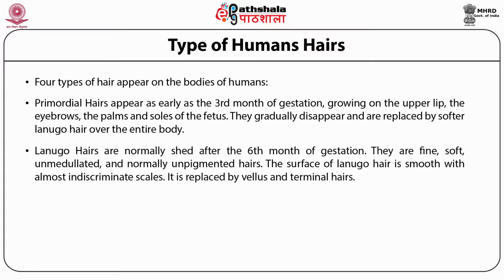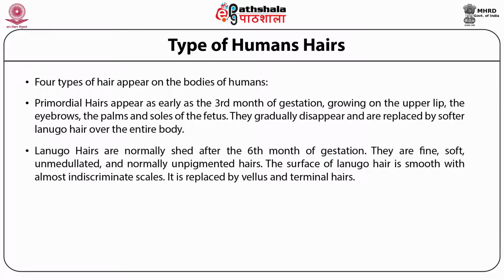Lanugo hairs are normally shed after the 6th month of gestation. They are fine, soft, unmedullated, and normally unpigmented hairs. The surface of lanugo hair is smooth with almost indiscernible scales. It is replaced by the vellus and terminal hairs. Lanugo hair is often observed on an aborted fetus, and these can be useful in investigation of possible infanticide.